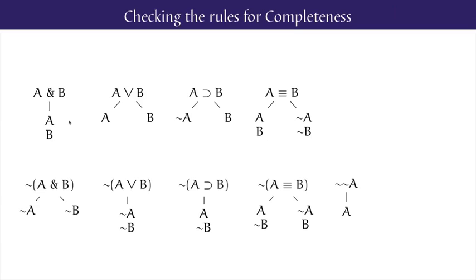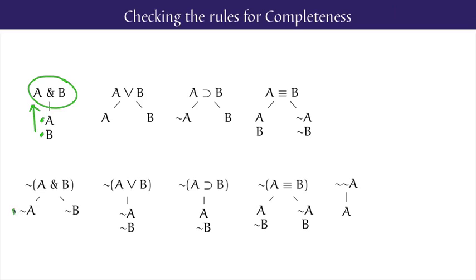So for a conjunction, if a conjunction has both A and B true in some interpretation, then so indeed is the input A and B. So this conjunction rule works. We can go from simpler to more complex. For a negated conjunction, we're either working from the left branch or the right branch.